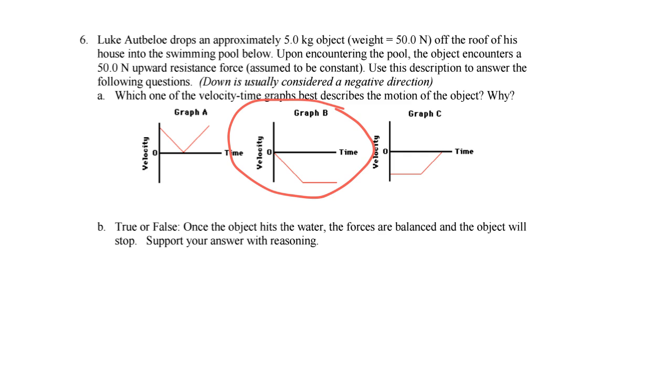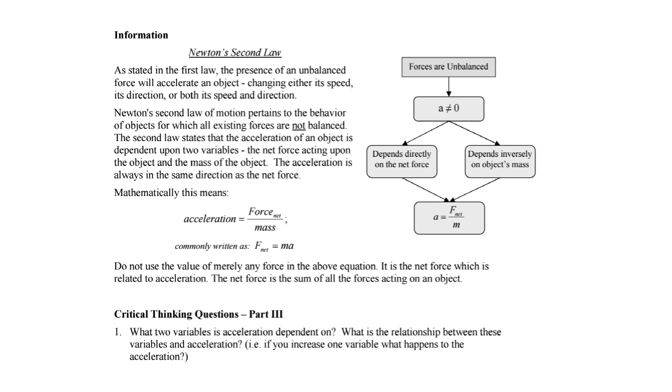So graph B: once the object hits the water, the forces are balanced and the object will stop. No, that's false. They're balanced, so it continues at a constant velocity. To bring it to a stop, you would actually need greater upward force than downward force to change the velocity. So the top of this next page shows us how we can rearrange the force equals mass times acceleration formula to get acceleration equals force over mass, which is an equally valid equation.